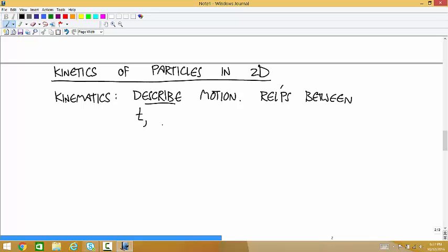time, position, and I'll lump displacement in with position, velocity and acceleration. But kinematics doesn't deal with the causes of the motion. It just deals with descriptions of the motion.